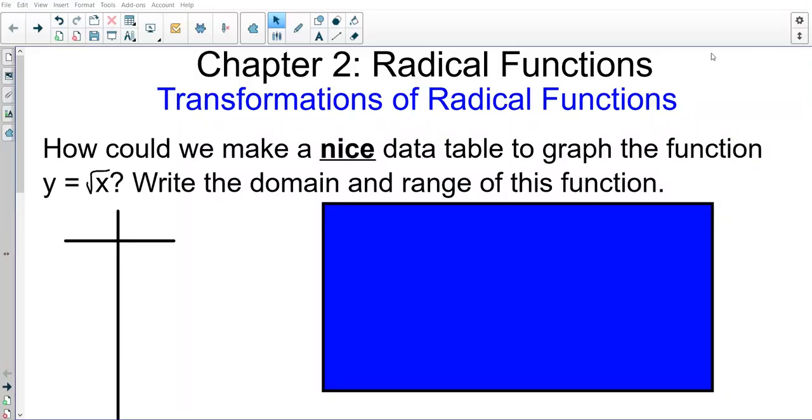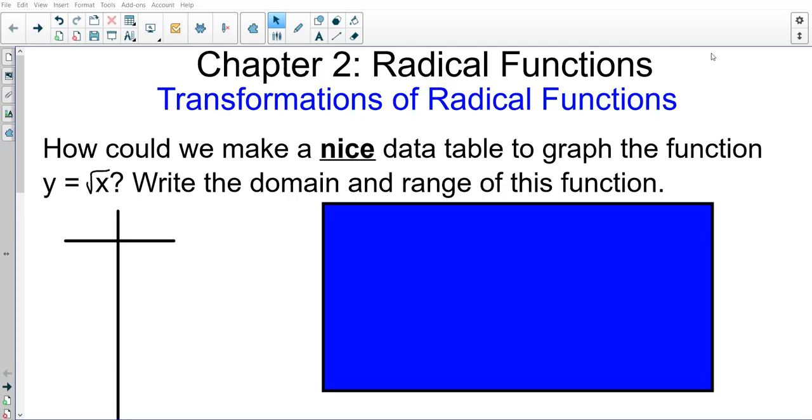Welcome to today's lesson for chapter 2.1, looking at transformations of radical functions. Very short video today. It relies a lot on what we know about inverses and about transformations. So we'll start by trying to look at graphing the equation y equals the square root of x.